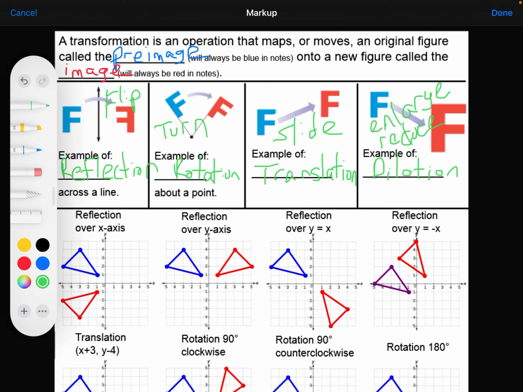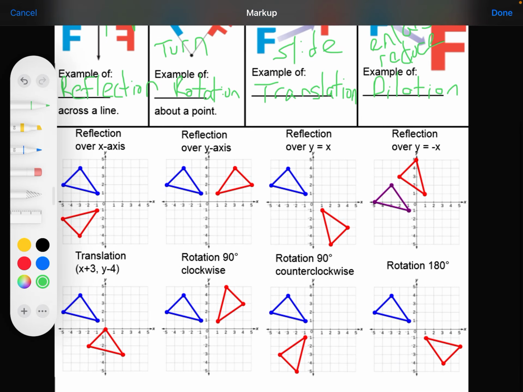All right. So we have that here so far, and down here below I have the 8 examples that you need to be able to recognize.